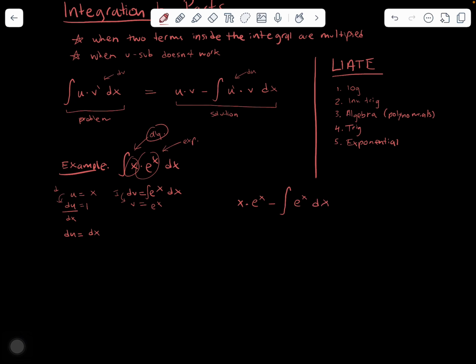Now we want to finally solve this integral to get our final answer. And we know that the integral of e to the power of x is just e to the power of x. So our final answer is going to be x times e to the power of x minus e to the power of x plus our constant of integration, and even more simplified, this is going to be our final answer.